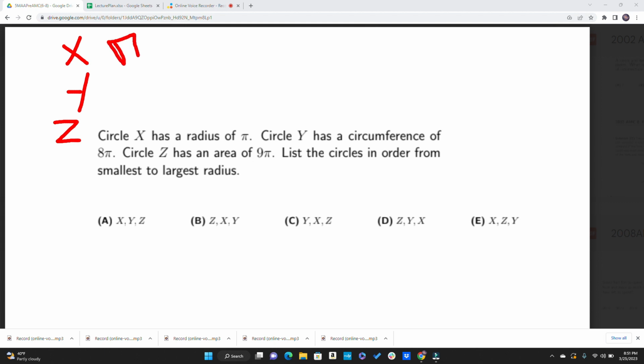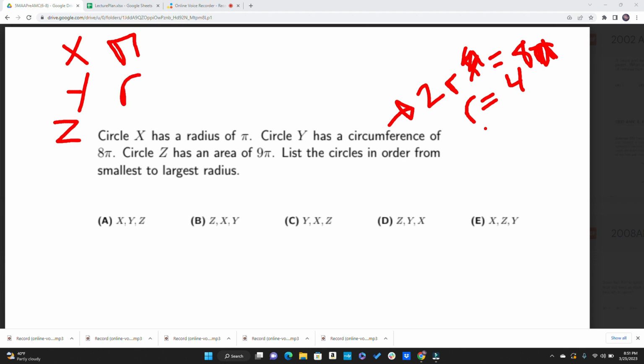Well, we know Y's circumference. And how do you find the circumference? Circumference is 2 times the radius times pi, right? So in this case, Y has circumference equal to 8 pi. We can use that to solve for the radius. We can cancel out the pi's. So 2 times the radius is 8. Dividing both sides by 2, we see the radius equals 4. Okay, so Y has radius 4.